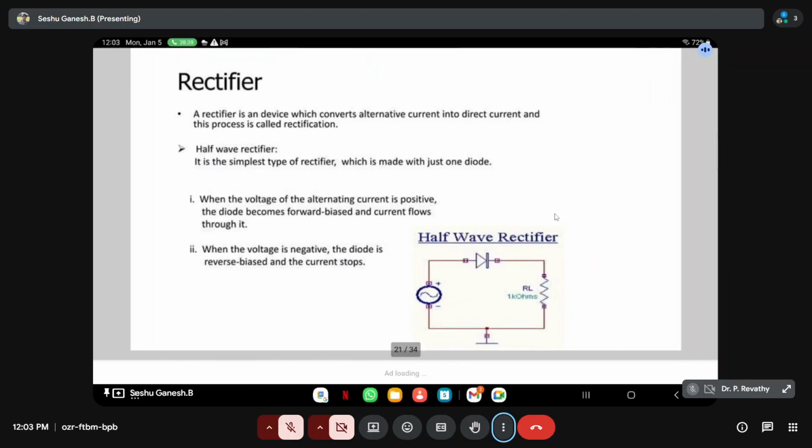So, what is a rectifier? We are going to see an introduction part of what is a rectifier and how half wave and full wave is going to work. We are going to first see the initially see the working principle.